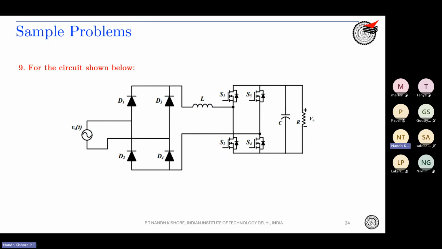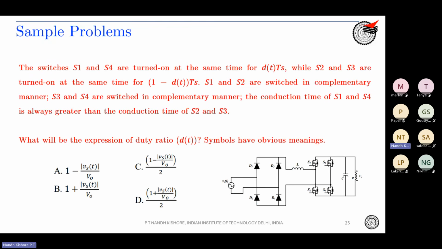The next question is very interesting. It's not a numerical question. The switches S1 and S4 are turned on at the same time. S1 and S4 are diagonals. S1 and S4 are turned on at the same time, and S2 and S3 are turned on at the same time for the 1 minus D period. So it's complementary operation. What will be the expression for duty ratio D for S1?